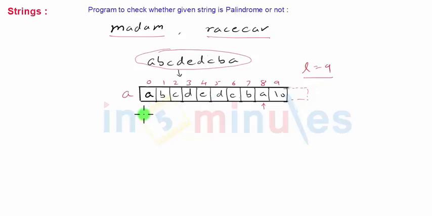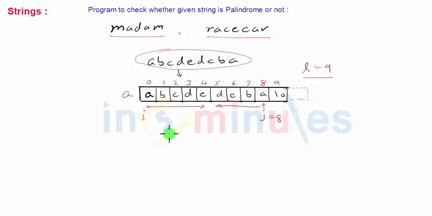We'll use an index variable i starting from 0 and going till the mid of the string, and an index variable j starting from 8 and going till the mid of the string. Every time we'll keep checking whether a of i and a of j are not matching. If they are not matching, stop the loop. Obviously we'll use a break statement to stop the loop.